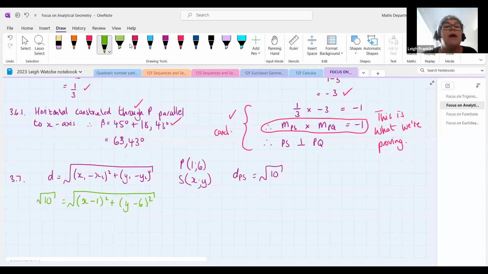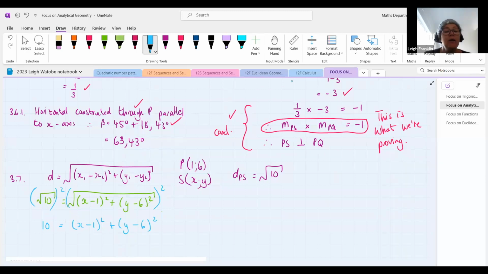And the next thing we would have to do is what? How would I get rid of those horrible roots? What would I do to both sides? Oratile? You're welcome to speak. Good, everybody in the chat. Okay, 100%. So everybody is saying I need to square it. Good. So you're going to end up with 10 equals x minus 1 squared plus y minus 6 squared.